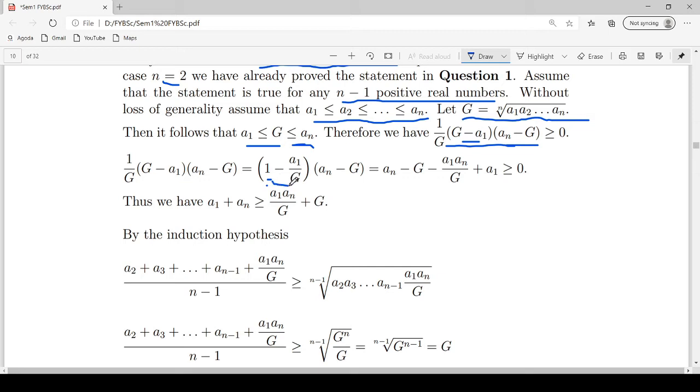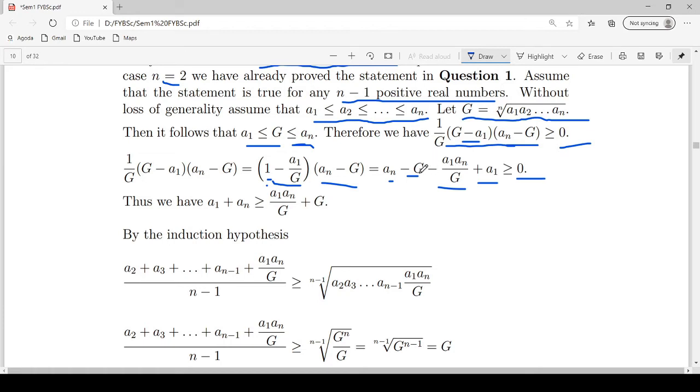So you will have (1 minus a1 upon g) multiplied with (an minus g). Now you multiply both the brackets. So you will have 1 times an, which is an, 1 times minus g, which is minus g, minus a1 upon g times an, which is minus a1 an upon g, and minus a1 upon g times minus g. So g and g will get cancelled to give you plus a1. And we know this is already greater than or equal to 0. So this term is greater than or equal to 0.